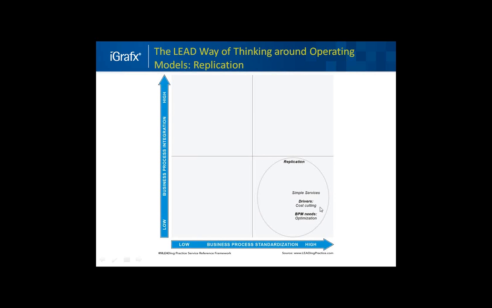Furthermore, your driver is cost cutting. Your BPM, meaning your business process management need, meaning from Lean or Six Sigma or TQM or business process reengineering principles, is optimization straight all the way through. Why? Your driver is cost cutting.